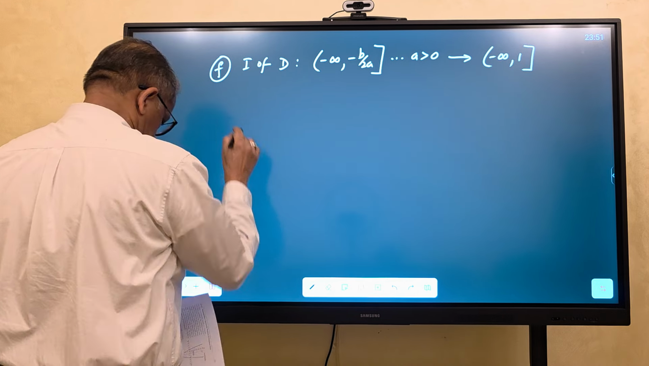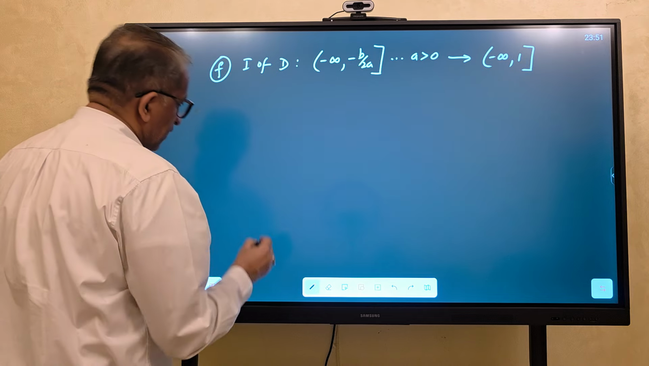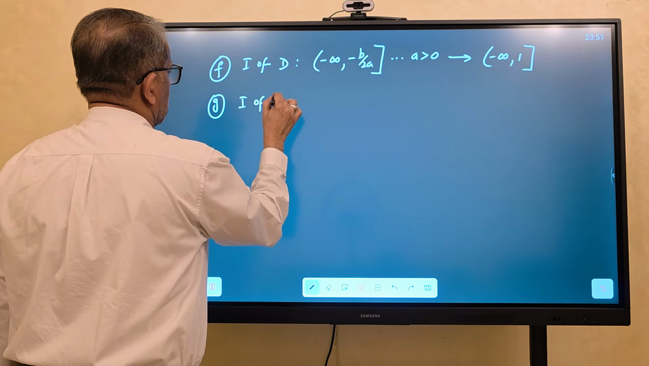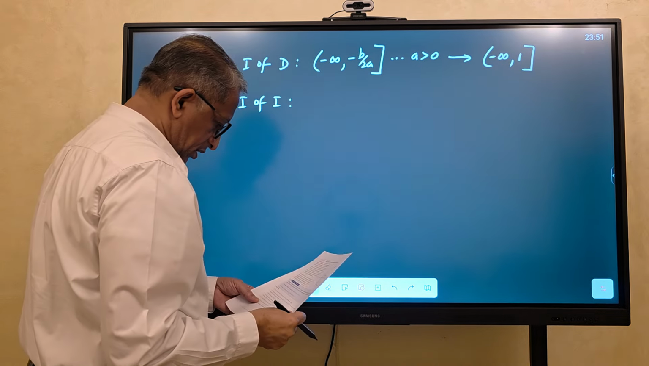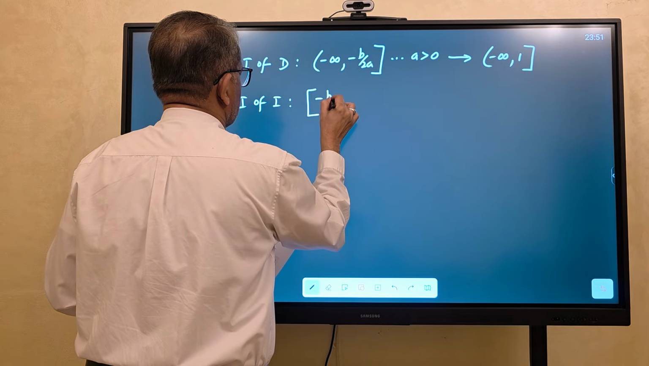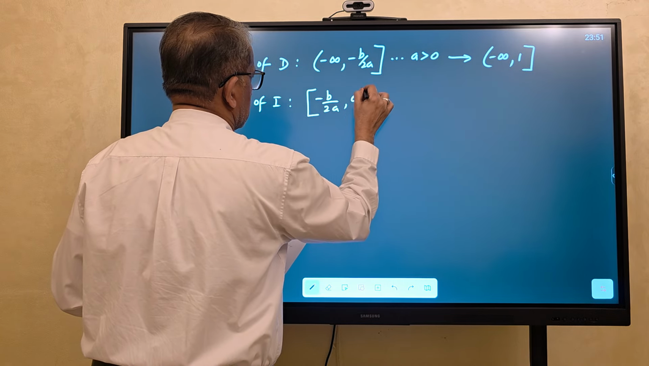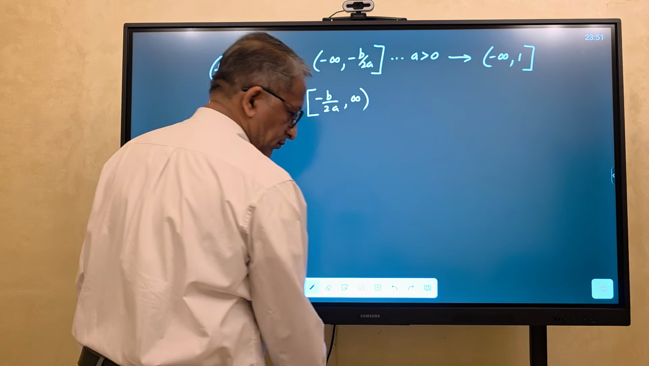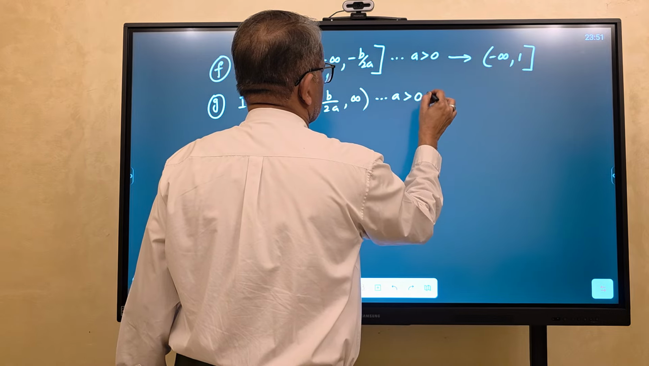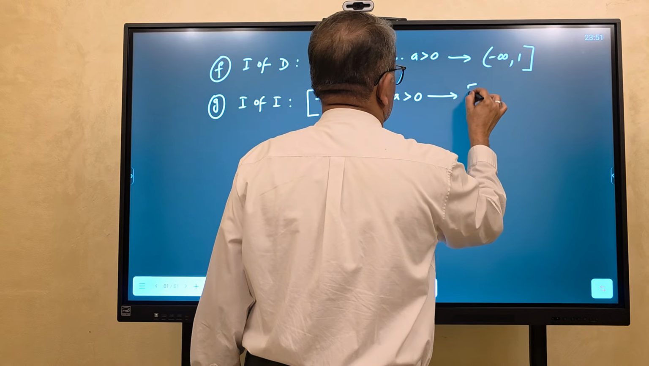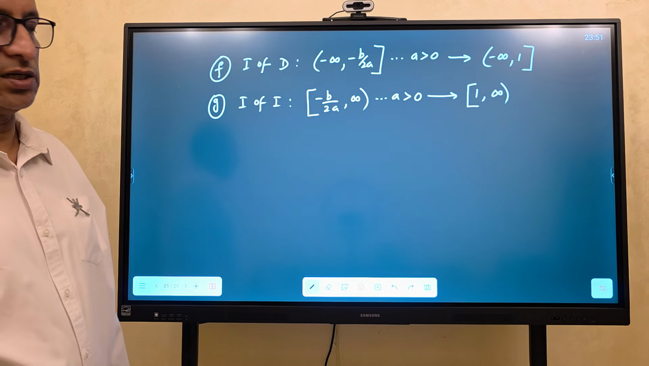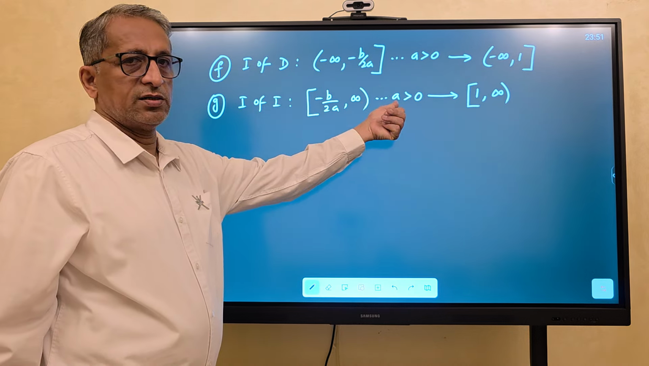Then we have G, interval of increasing. The formula is minus b by 2a, infinity, open bracket. Remember, this is to be used only when a is positive. Therefore, what is your answer? It is 1 comma infinity. This is the interval of increasing. Use this when a is greater than 0.